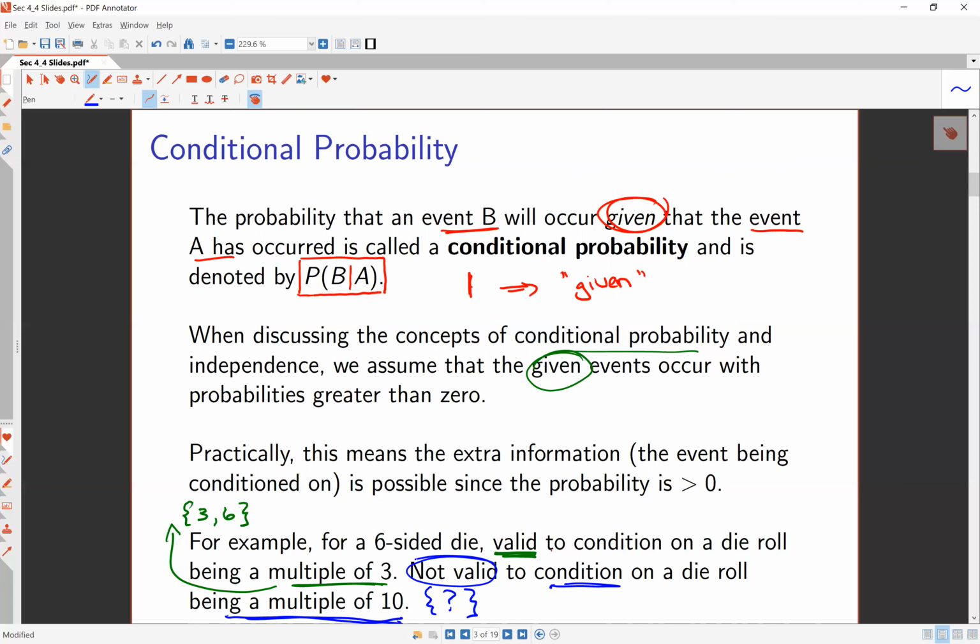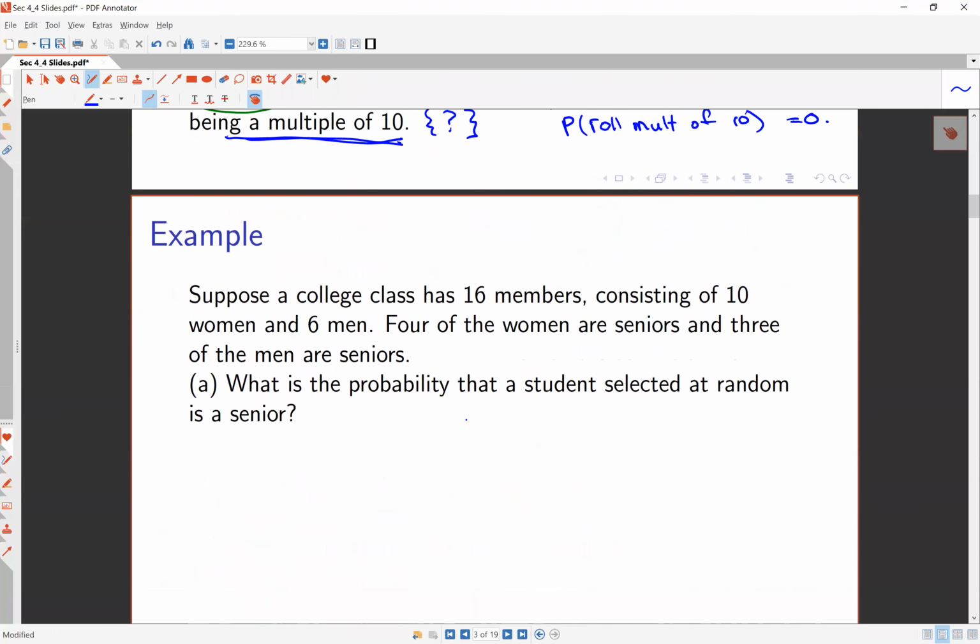The probability here that I roll a multiple of 10 is 0. And anytime a probability is 0, it's not valid to condition on that. So that's what it means here when I add this technical condition that the given event has a probability greater than 0. I'm not trying to condition on something that is impossible.